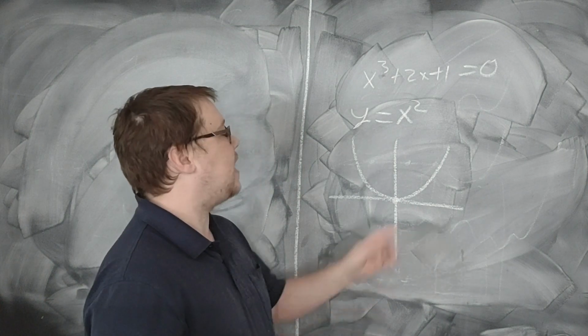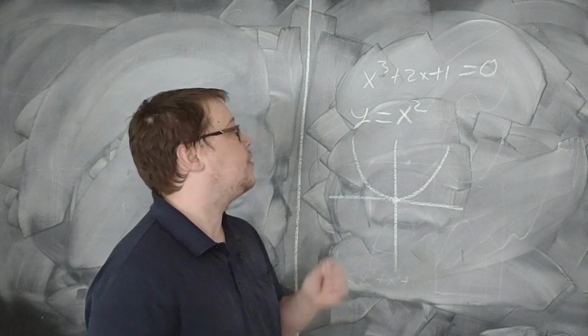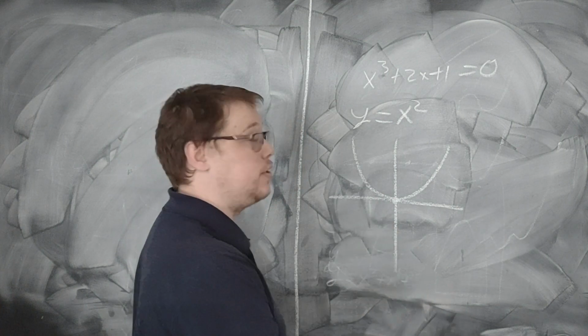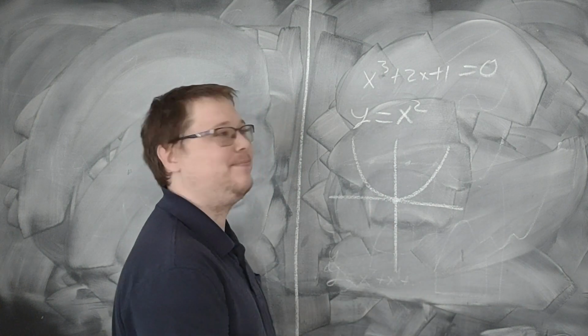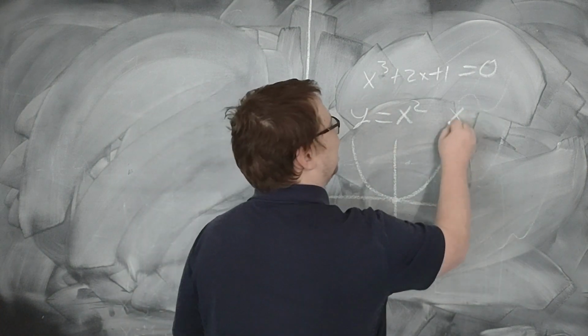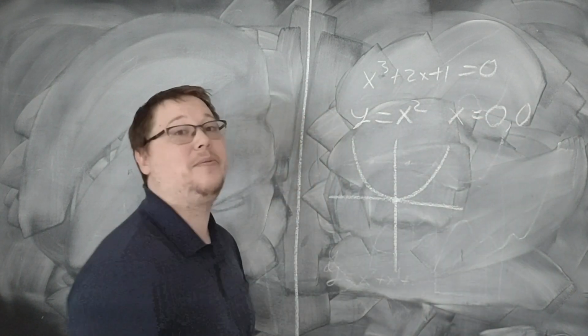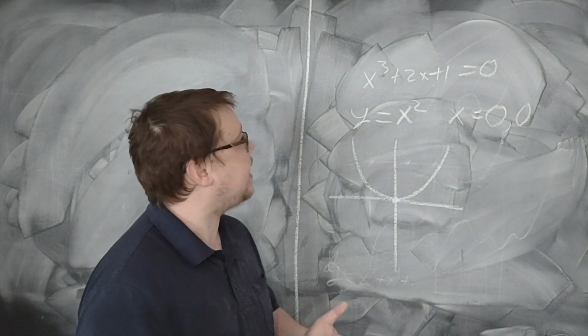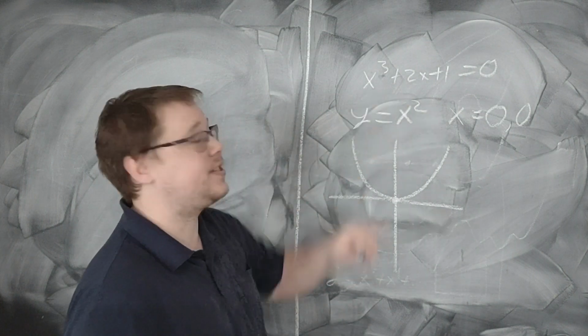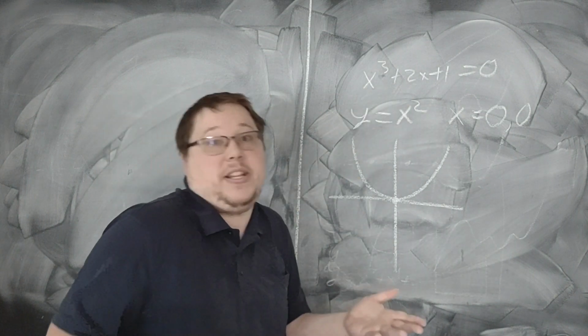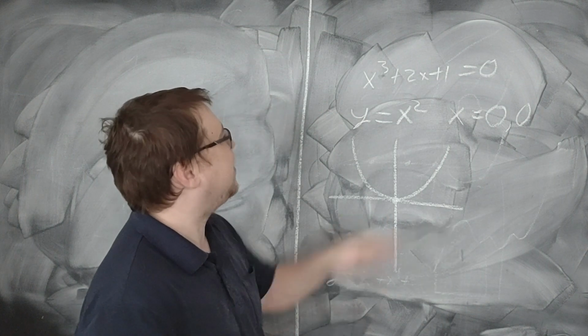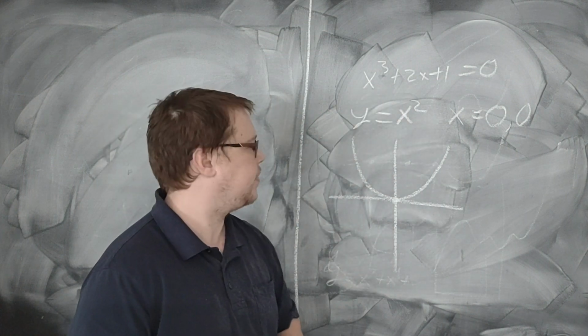However, it's a double root. So this actually has 2 solutions, but they're both the same. So the solution is x equals 0 and x equals 0. And that's how we can say that every cubic has 3 solutions. I didn't say they're unique. There might be 2 that are the same.